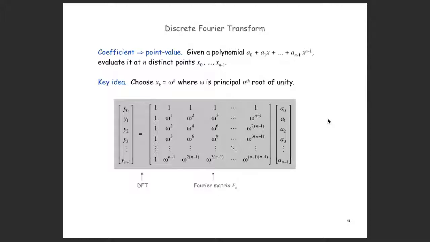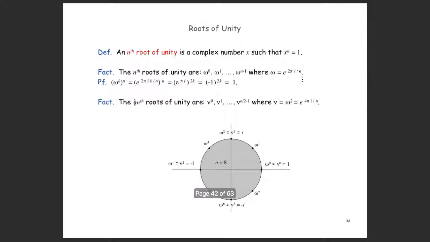What could I do? Well, here's where it starts getting even hairier. I have to choose those w to the k, where w, or omega, is the principal nth root of unity. It is similar to the root, except that k equals 0 gets me 1. And an nth root of unity is a complex number x such that x to the n equals 1.